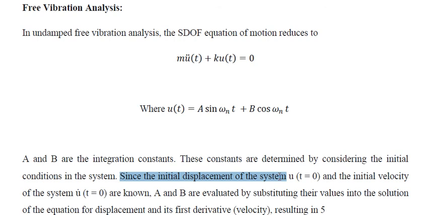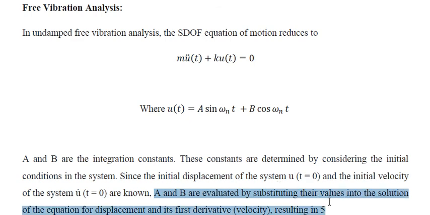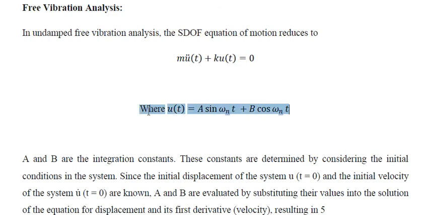Since the initial displacement of the system u of t and the initial velocity are known, a and b are evaluated by substituting their values into the solution, and the equation of displacement and its first derivative is obtained. Now listen here. The initial condition is time t equal to 0. At time t equal to 0 there is no displacement. Then a and b are determined. That is the meaning of the statement.